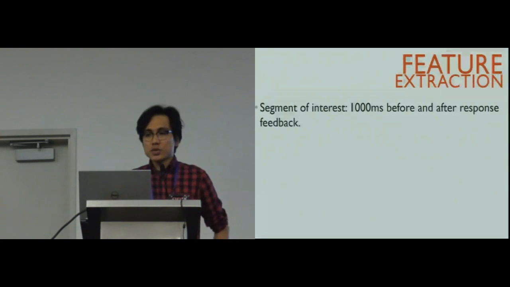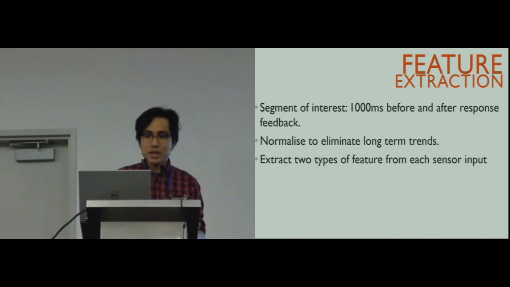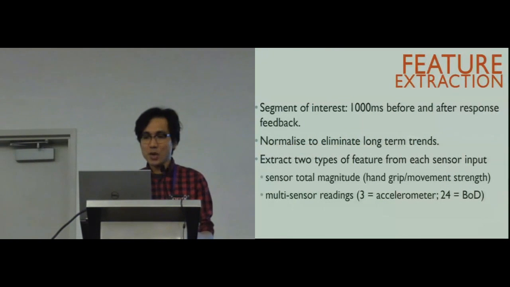So for each swipe, we pull out the segment of interest from the signal time series, that is 1 second before and after the response feedback. And then we normalize this segment to eliminate any long-term trend. And from the normalized time series, we extracted 2 types of features: sensor total magnitude, which acts as a proxy for grip and hand movement strength, and raw multi-sensor readings.